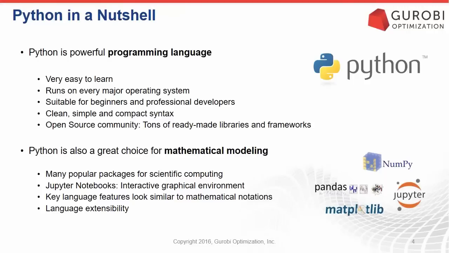So the nice thing about Python is that the language itself has many features that look very similar to mathematical notations. So that means the conversion from mathematical models to Python code is really very easy. And you can extend the language to your needs. We will also see this in a few seconds.